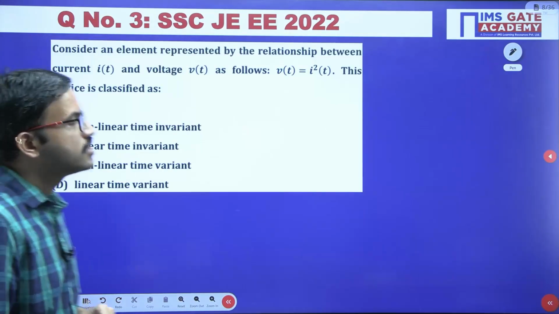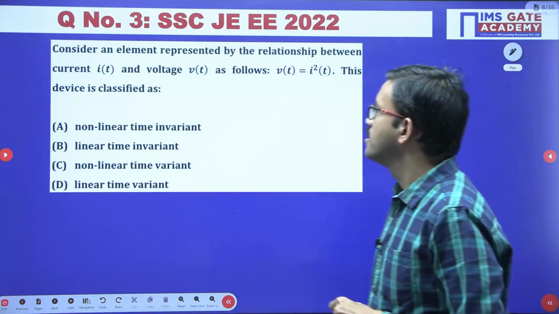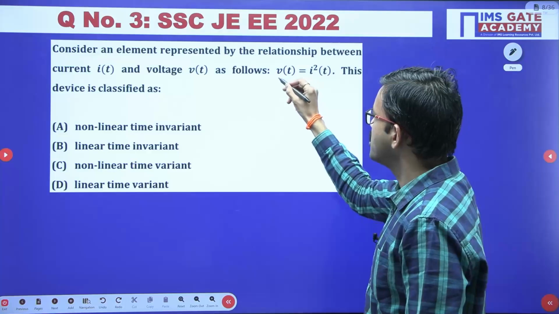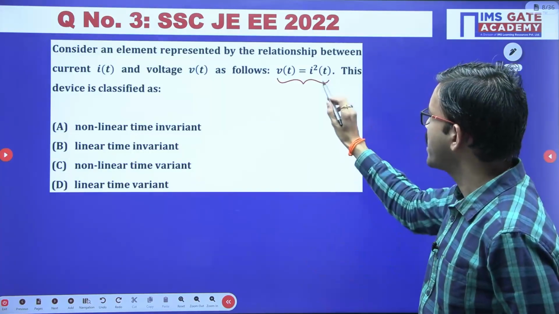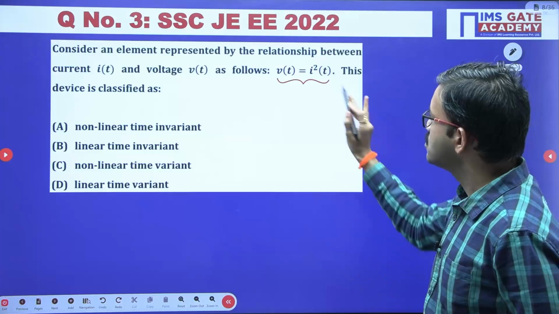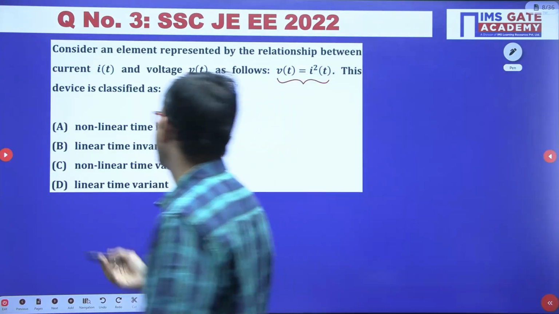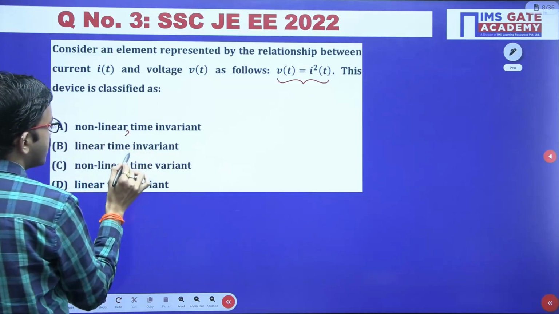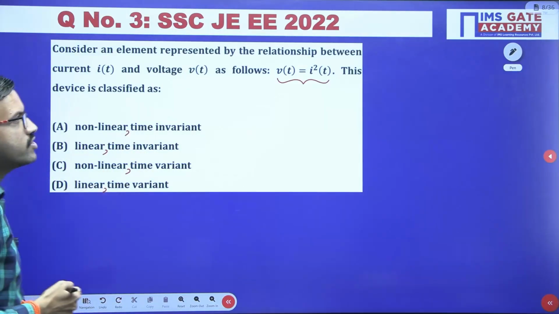Next question. This is a very interesting question, so all of you give it a try. In this question you have the relation between voltage and current. They have given it like this: V of t equal to I square of t. Now, the relation between voltage and current. You have 4 choices, and you have to identify which one among these 4 choices is correct.